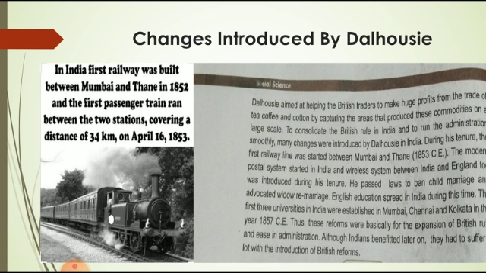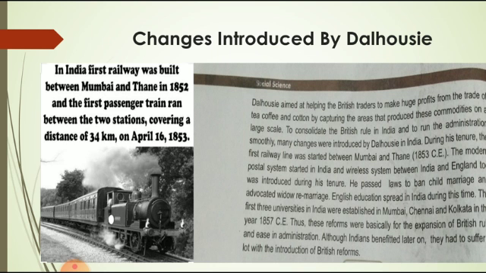Dalhousie was a very good person. He made many other reforms for the betterment of the Indian people. Many changes were introduced by Dalhousie in India, and during his tenure, the first railway line was started between Mumbai and Thane in 1853 CE.